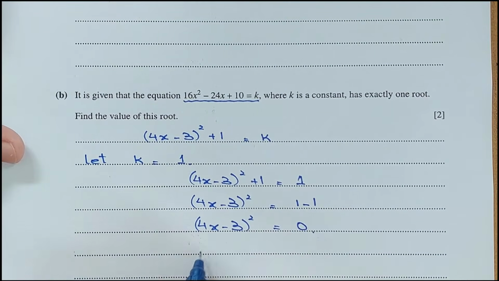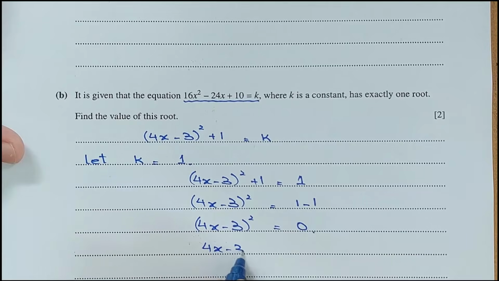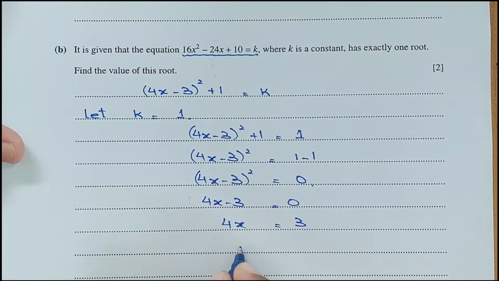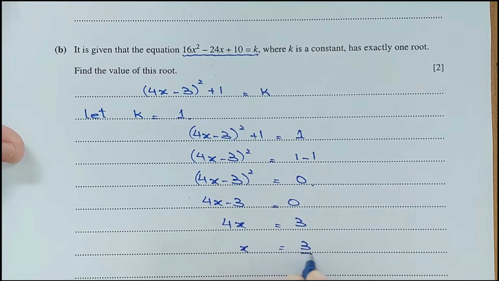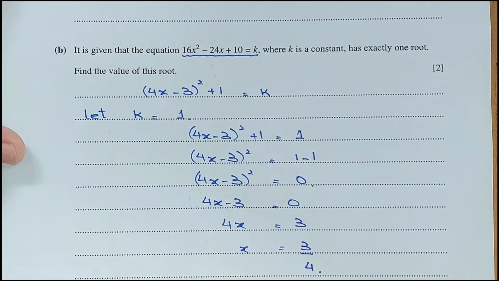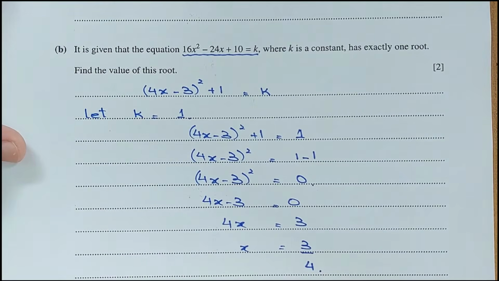Taking square roots on both sides, 4x − 3 would be equal to 0. 4x would be equal to positive 3. And what is x? Which is 3/4. So the value of this root is 3/4.